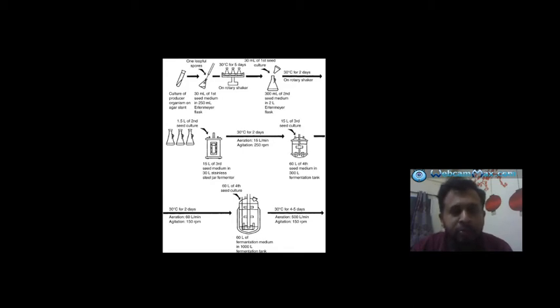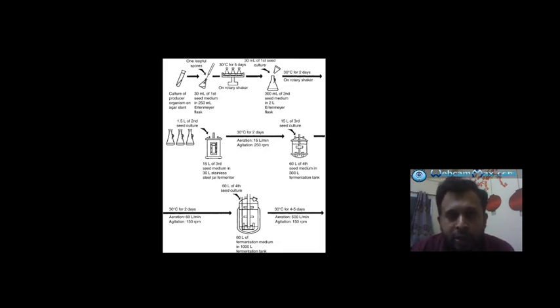Next step is we have to take this culture and add it in a second seed culture in 1.5 liter medium. This 1.5 liter medium is also a seed medium, similar to the medium which we used earlier. Similarly, here we have to incubate that media again for 2 days at 30 degrees centigrade, and the condition should be maintained that aeration should be 50 liter per minute.